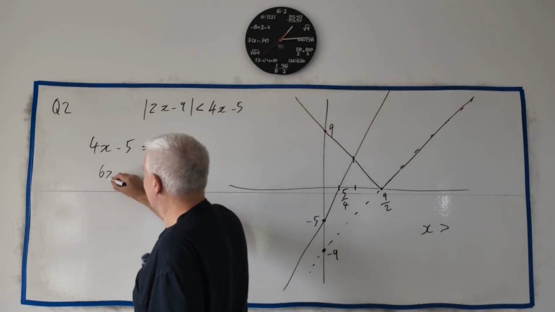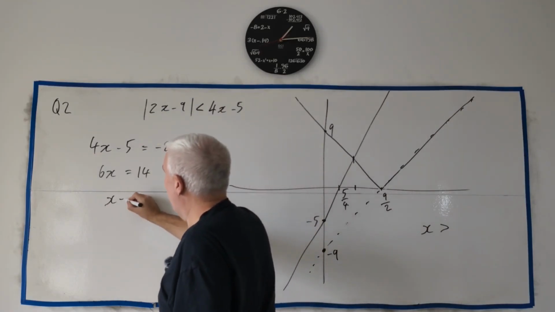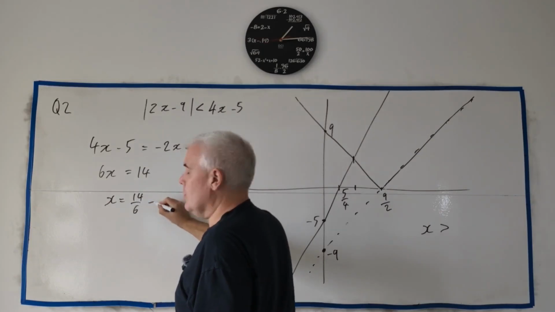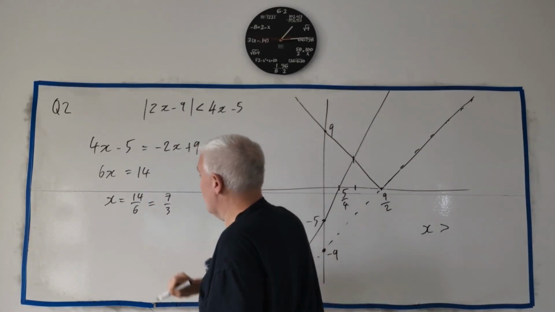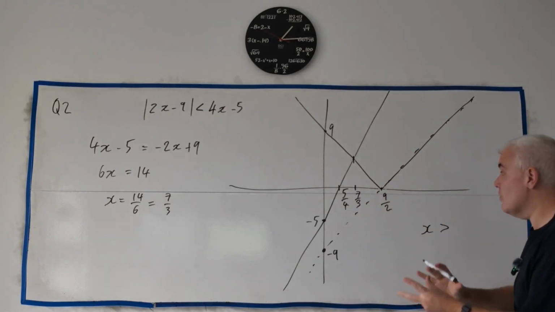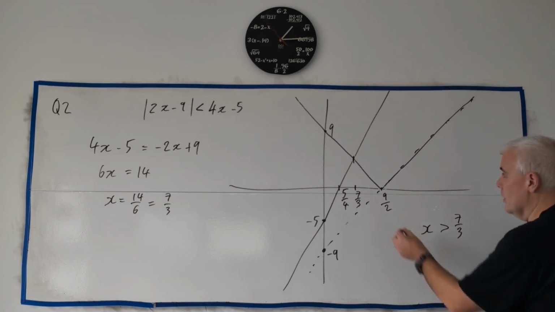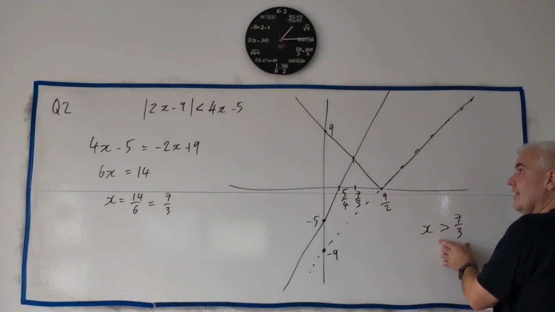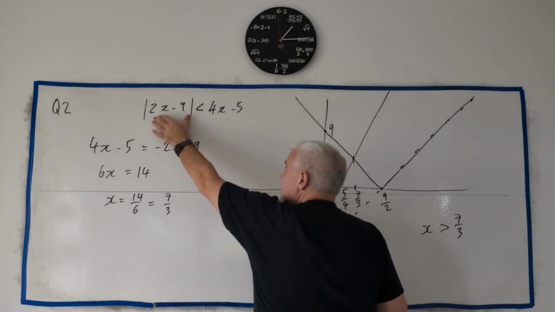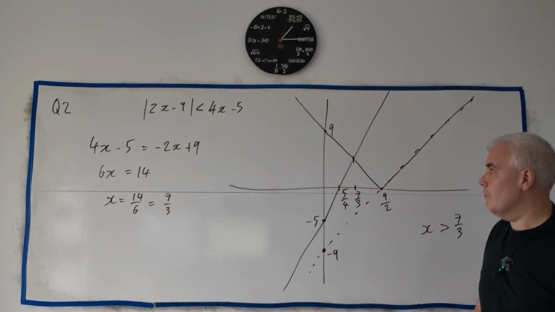Move that across, we get 6x equals, move this across, we get 14. x is equal to 14 over 6, which is the same as 7 over 3. That point in there is 7 over 3. The answer to this whole question is x is bigger than 7 over 3, because that is when this is less than that. Hopefully you see where that comes from.